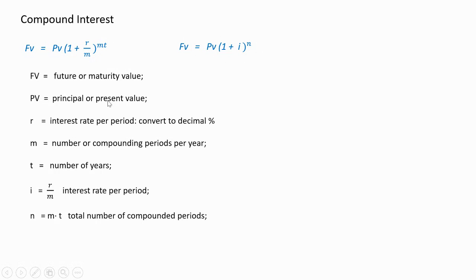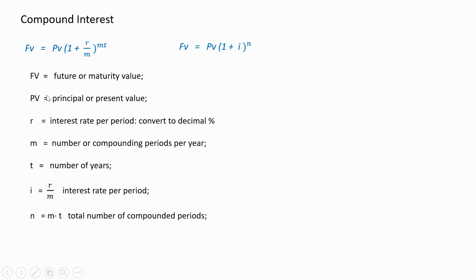Now, the next slide covers 5.2, which is another formula called the compound interest formula. For this formula, we're going to be using FV equals PV (1 + I) to the N. These two formulas are the same. The only difference is that here we have R divided by M, and here we have I. So I equals R divided by M, and N equals M times T.